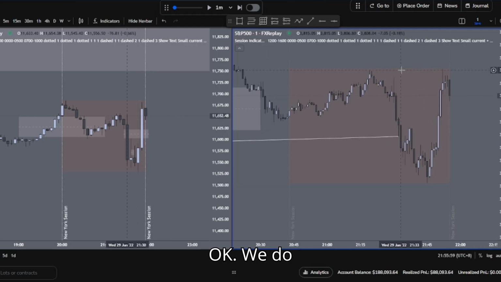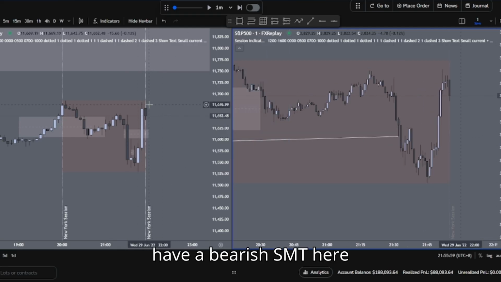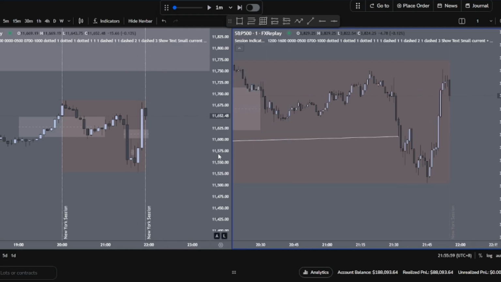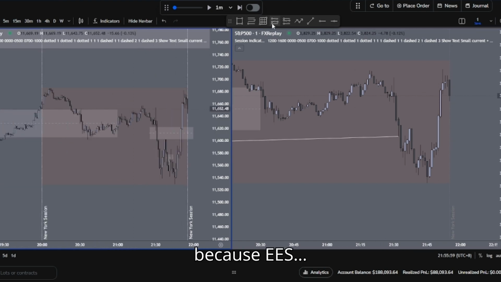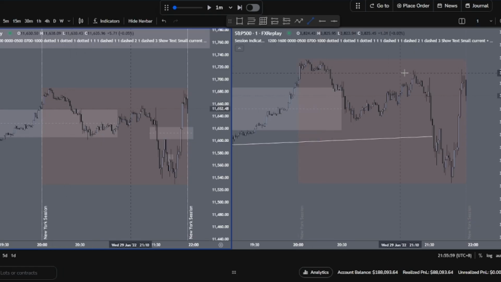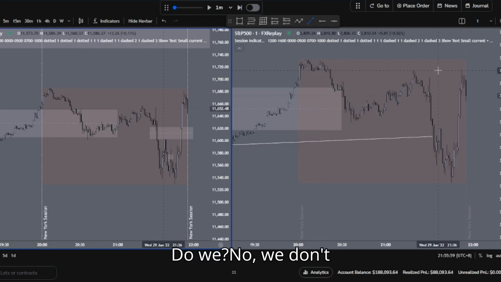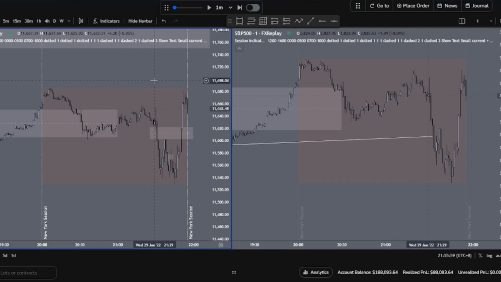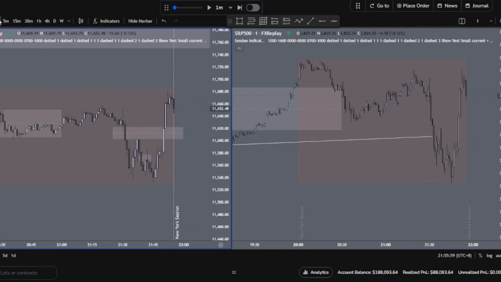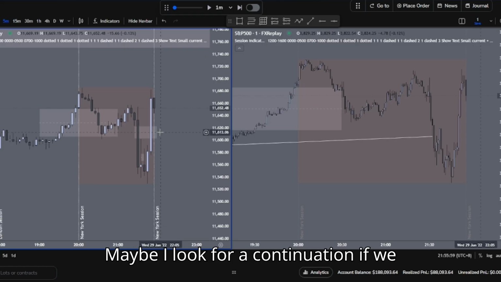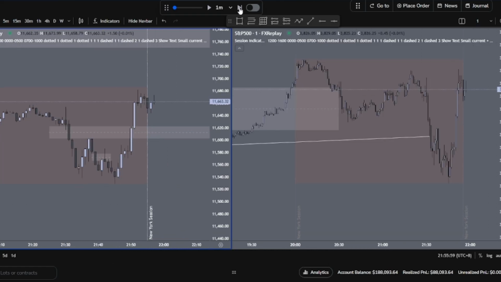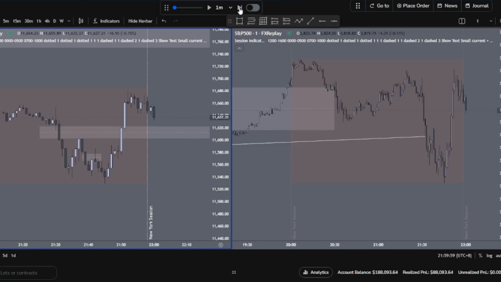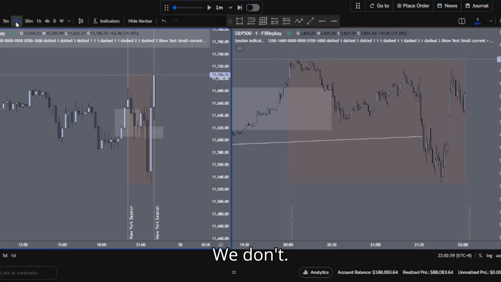Okay. We do have a bearish SMT here. Because, do we? No, we don't. I'm tweaking. Maybe I look for a continuation if we retap this 5-minute inverse. We don't.